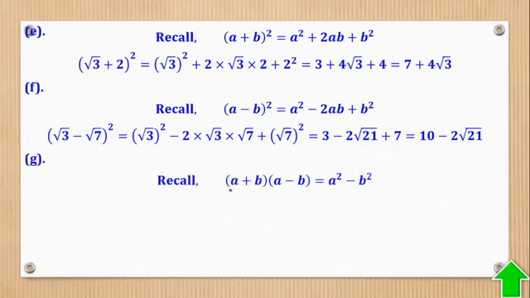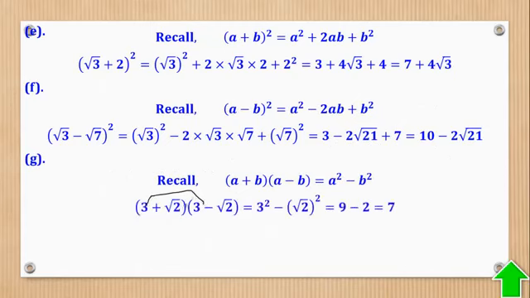Then G, still recall that this is difference of 2 squares. So realize that this is difference of 2 squares because this term is the same as this and this is the same as this, but the difference is a change of sign. So we shall get difference of 2 squares, where this is squared minus this squared. So this squared is 9 and this squared is 2. You come up with 7.